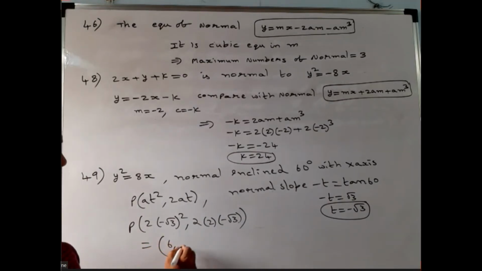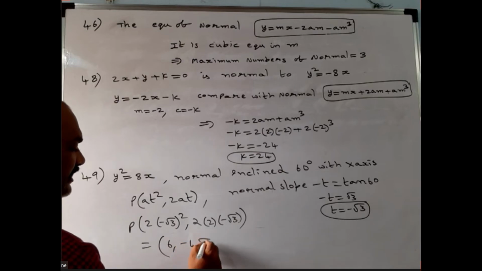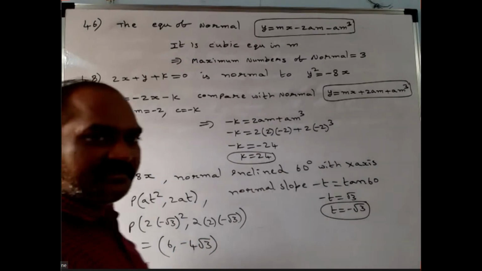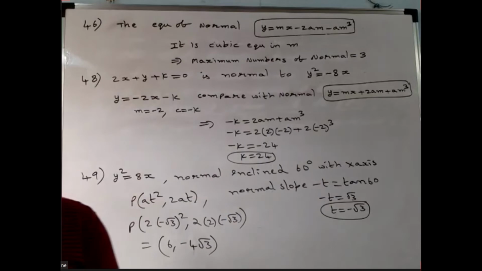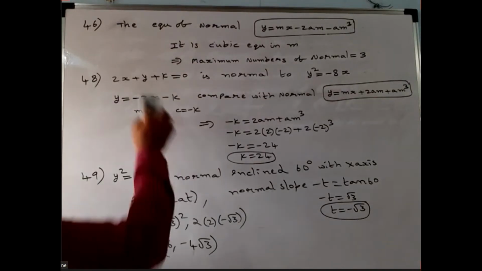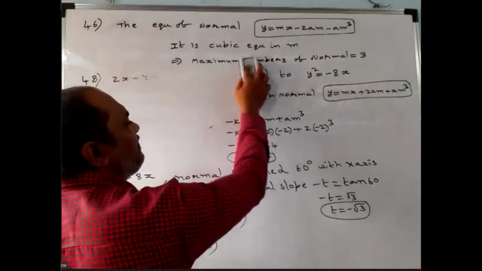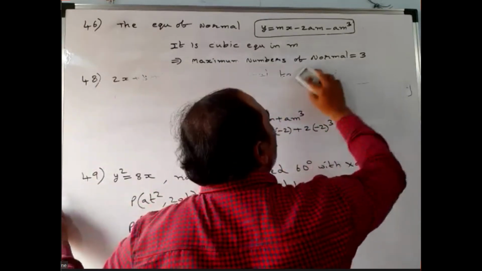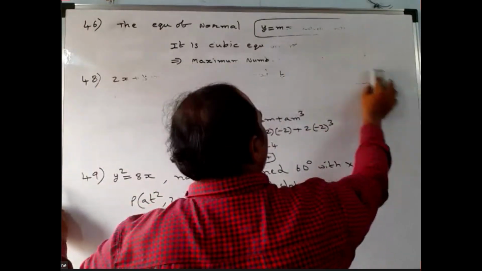Two 3s are 6, minus 4 root 3. This is our required point. Simple logic. Completed. Next, 50. Anybody read the 50th question? Students, 50. These are all easy questions, only the concepts I said.